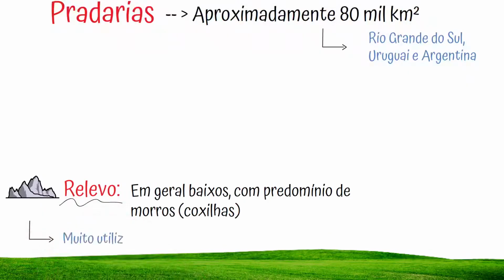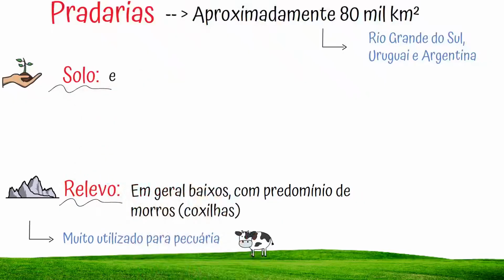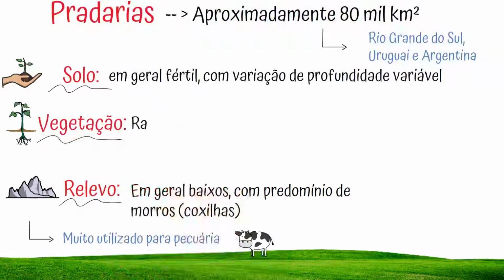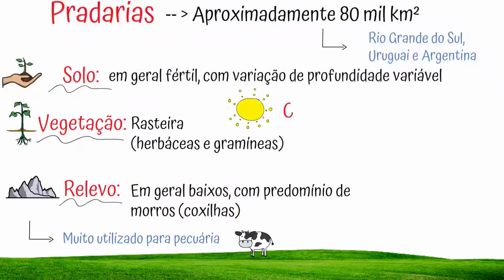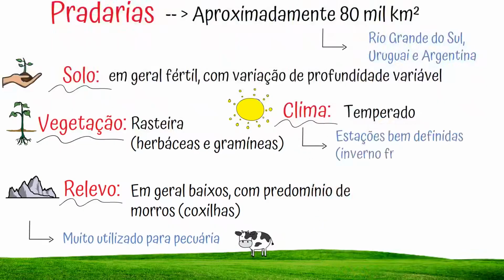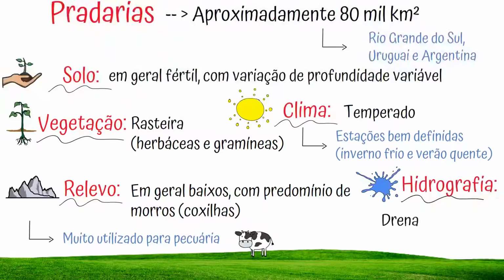And these characteristics make this area widely used, mainly for livestock, right? Cattle raising. In general, its soil is very fertile, with a lot of variation in terms of depth. Its vegetation is predominantly low-growing, with the presence of herbaceous plants and grasses, right? That characteristic vegetation of the pampas in Rio Grande do Sul. Regarding the climate, here we already have a very important characteristic, which is the fact that it is located in the southern region. In other words, there is already a predominance of temperate climate, which has that very typical characteristic of well-defined seasons. Hot summers and cold winters. And its hydrography, although it doesn't have very large rivers, has a perennial drainage.